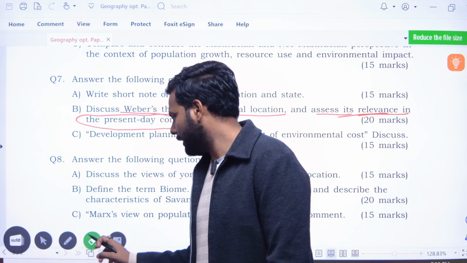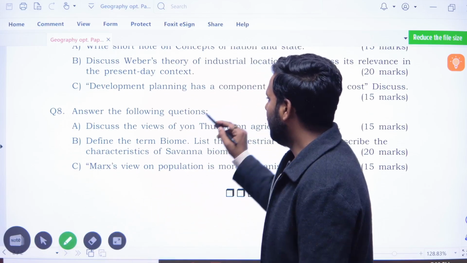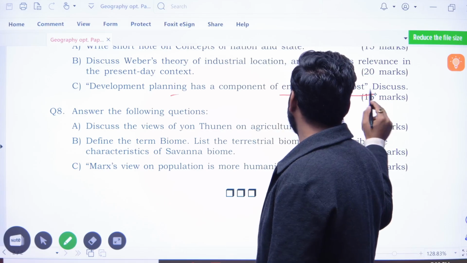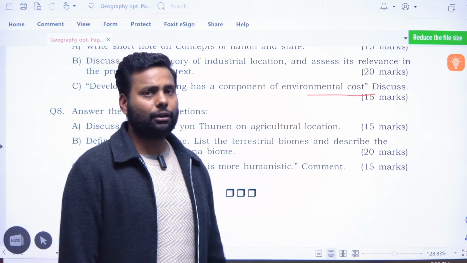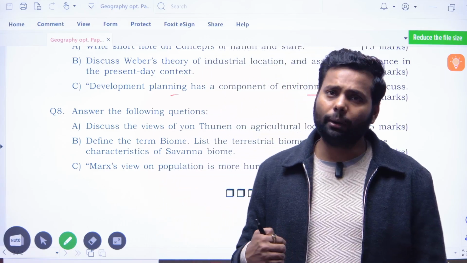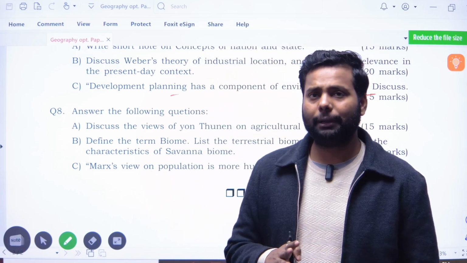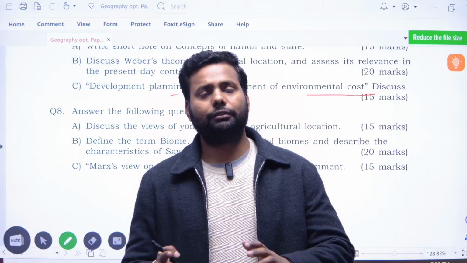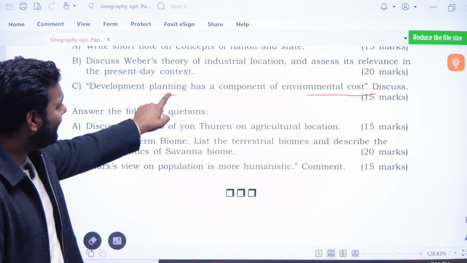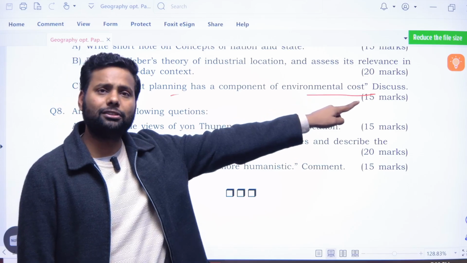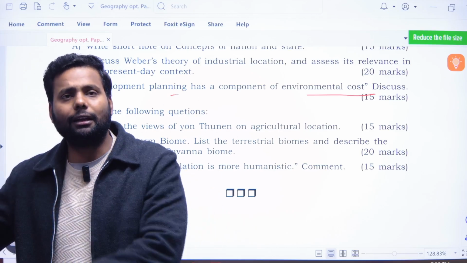Okay, we are moving forward to the next question. Development planning has a component of environmental cost. It means development cannot be done without environmental cost. Development is possible only through the damaging of the environment. The sense of this question, development planning has a component of environmental cost, discuss, is that development comes at the cost of environmental degradation.